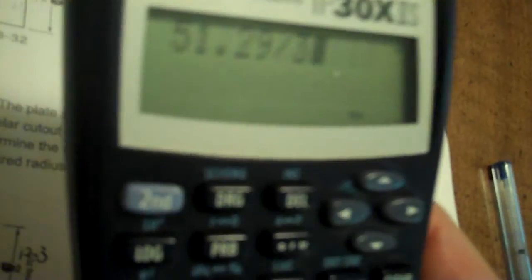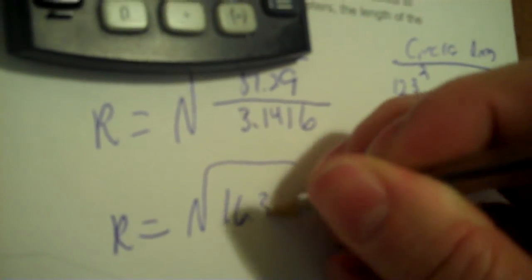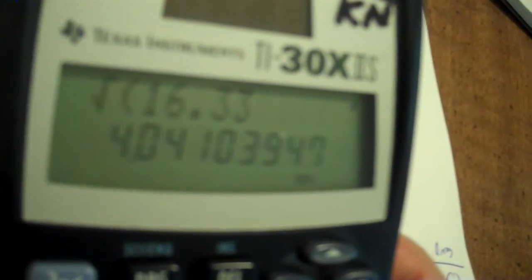So 51.29 divided by 3.1416, that's 16.33. So I find the square root of 16.33. That's going to be 4.04. That's your radius. So again, because I did such a bad job, let me talk about it.